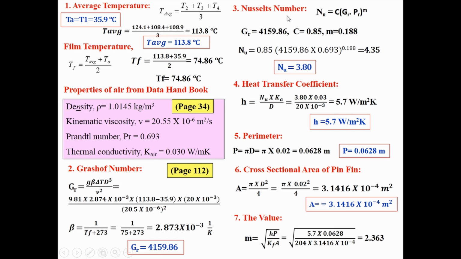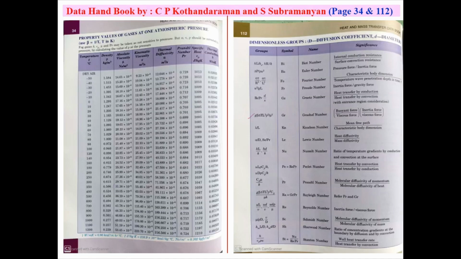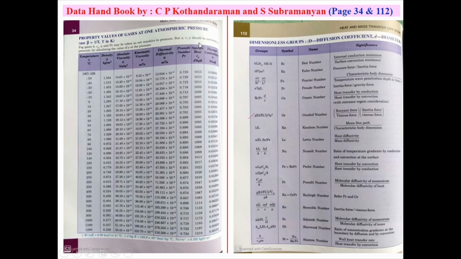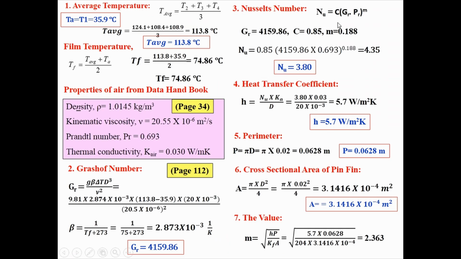Thereafter, you have to calculate the Nusselt number. You can get this Nusselt number from page number 138. Where is 138? You can see on page number 138, you will get the Nusselt number equation. You can refer to page number 138 and take the Nusselt number equation from there.